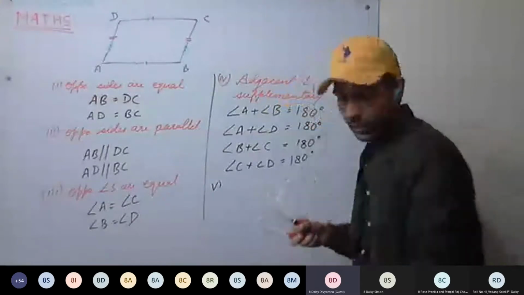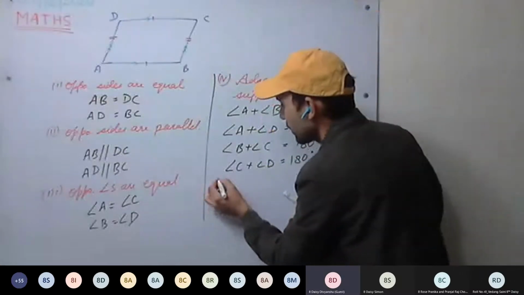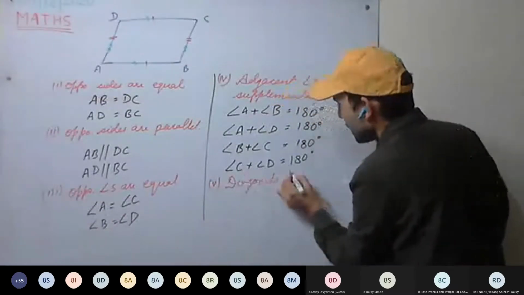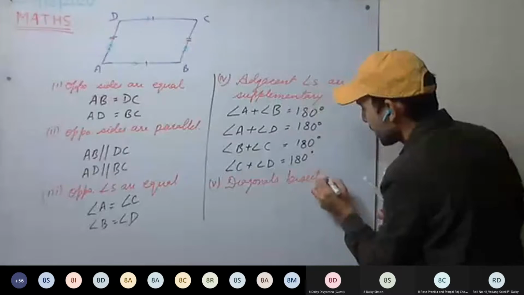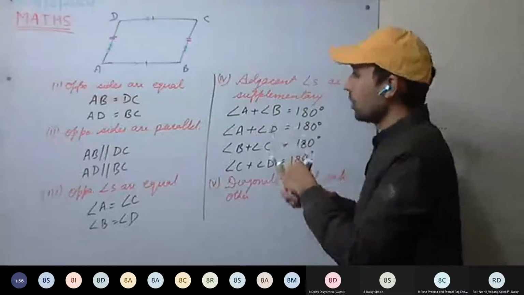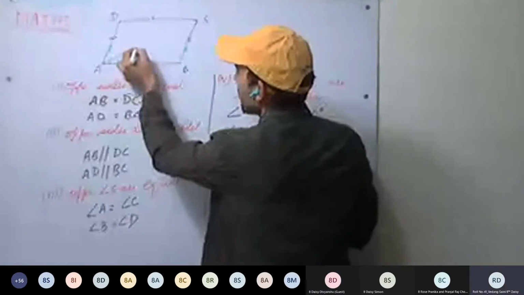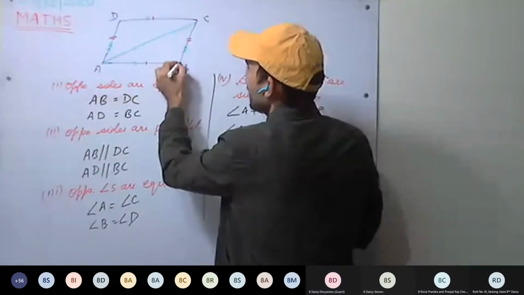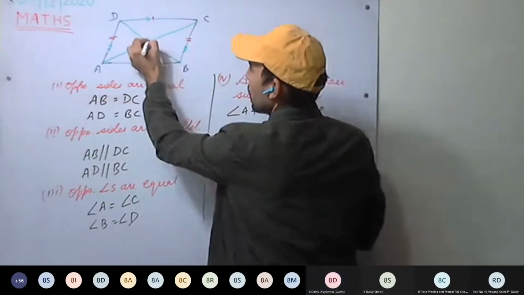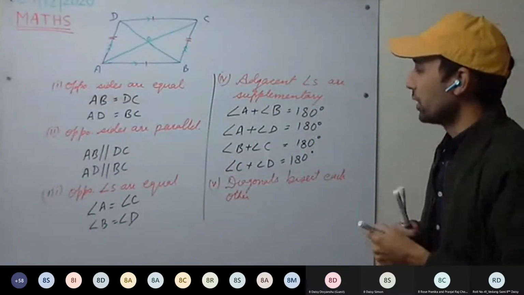Fifth, diagonals bisect each other. So if I'm drawing diagonals now, which points do I have to join? If I start from vertex A, it will be joining A to C, and B to D, meeting at O, for example. These are the diagonals I've drawn.